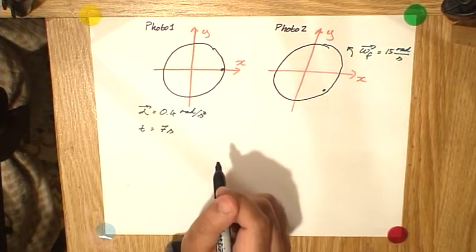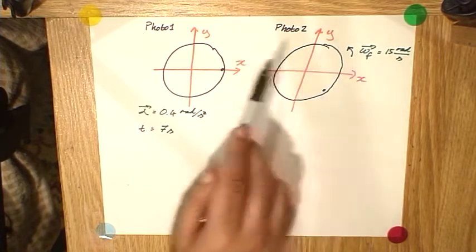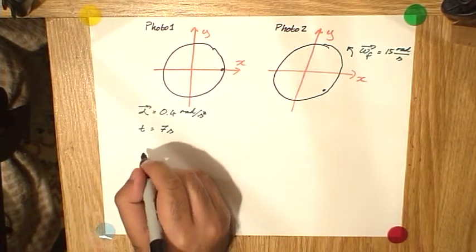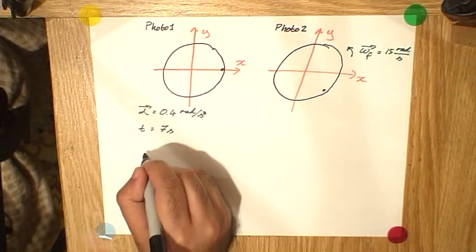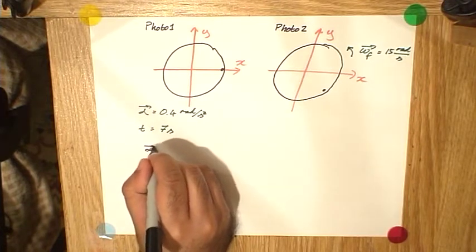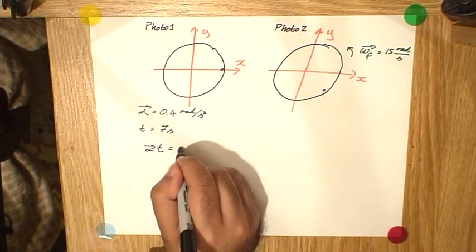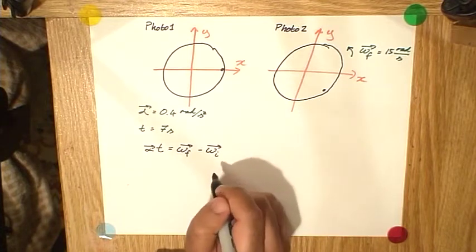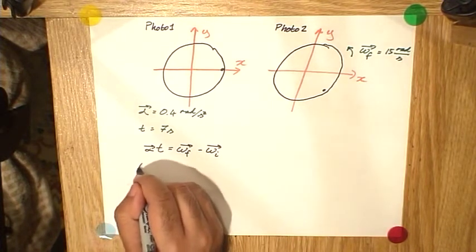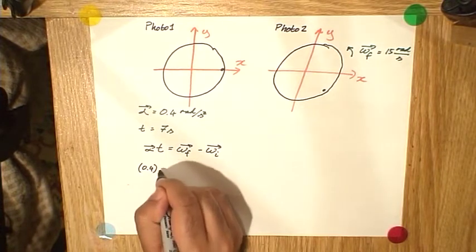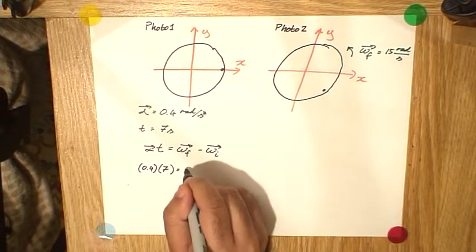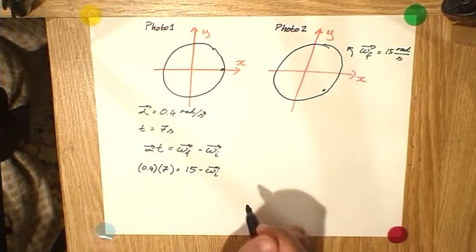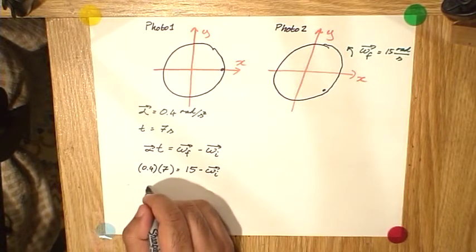So let's start with the initial velocity. We know the final velocity, the acceleration, and the time. So we can easily solve for the initial velocity using Toolbox Equation number 1 in rotational form, which says angular acceleration times time is equal to final angular velocity minus initial angular velocity. So that's going to work out to 0.4 times 7 is equal to final 15 minus omega initial, which is as yet unknown. Piece of cake. 0.4 times 7 gives us 2.8.